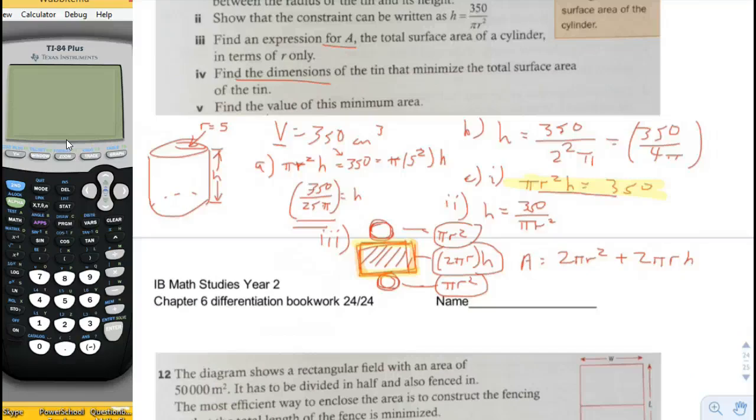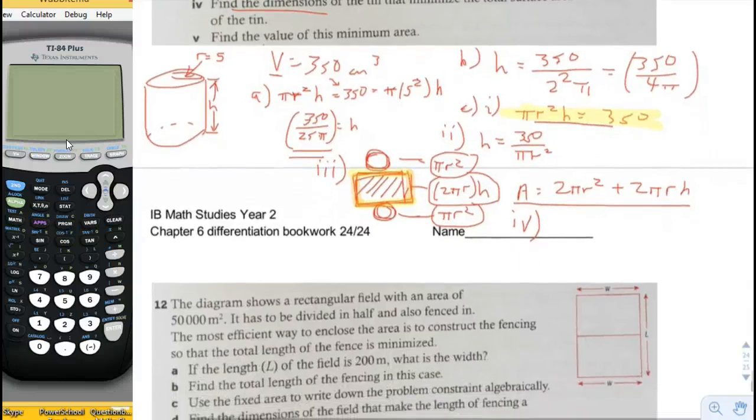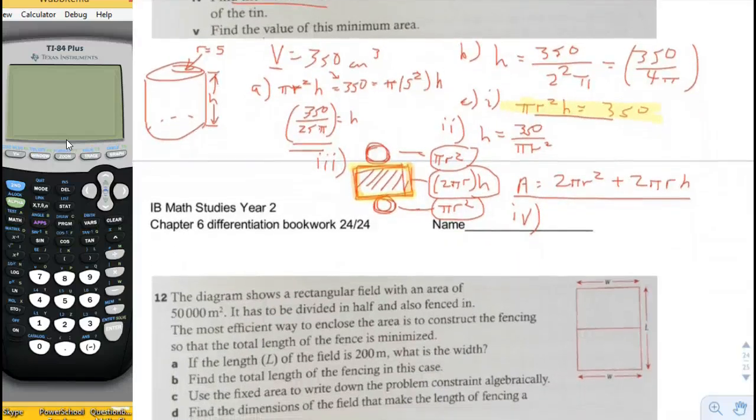And then it says for 4, find the dimensions of the tin that minimize the total surface area of the tin. Okay, so we want to find out when A is smallest. So we know the constraint equation is either h equals 350 divided by pi r squared, or you could also write it as pi r squared h equals 350. Either way, what we want to do is get rid of either r or h. And it's easier to get rid of h because there's only one h, right?